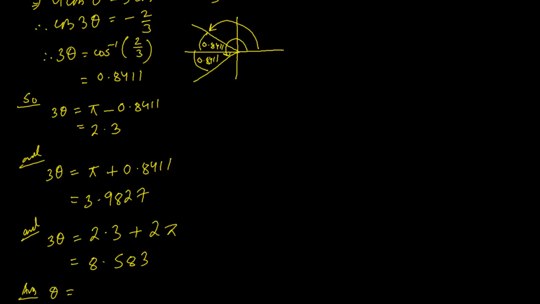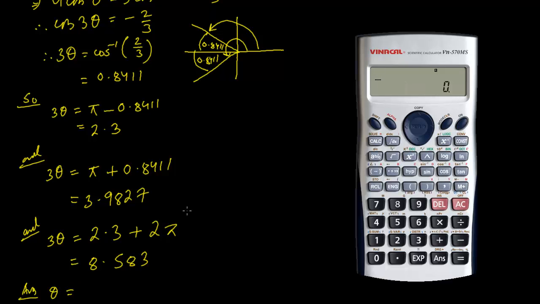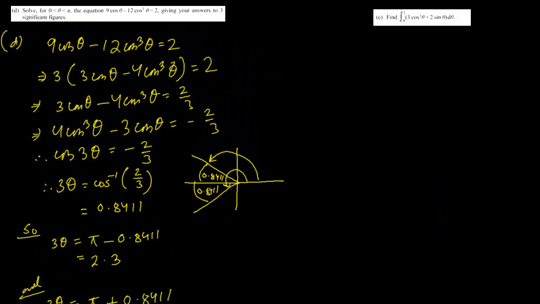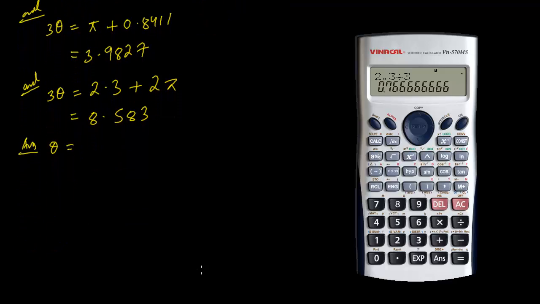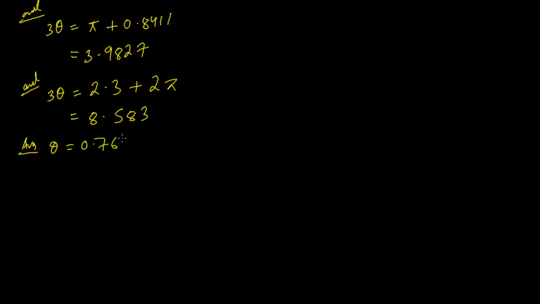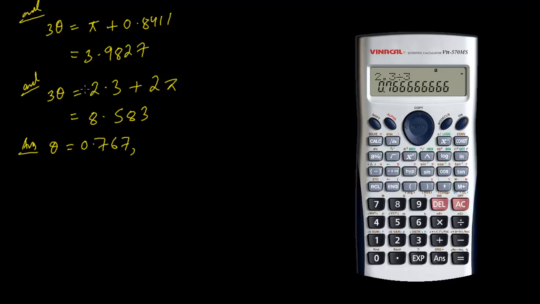Now the answers. When we write down the answers, we don't need the multiple angles anymore. We just need theta as the answer. So the first one is going to be 2.3 divided by 3. That should be 0.7. How many decimal places do we need for the answers? I think we need 3 significant figures. Okay. So the first one is supposed to be 0.767.